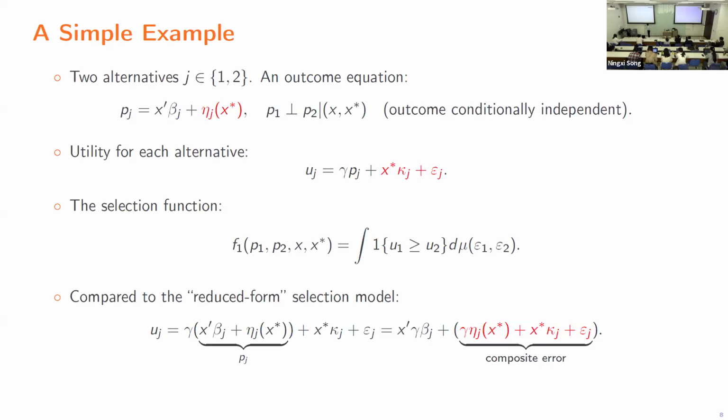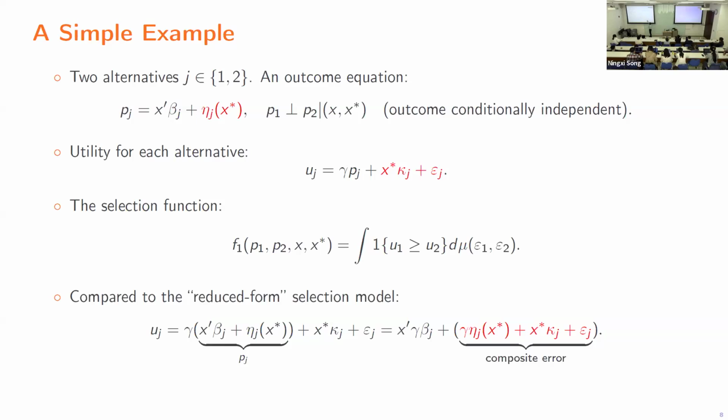And this selection function f_1 is the probability that one gives a higher utility. If we have a micro-founded model such that the consumer always chooses the one with the highest utility, we can compare this with a more reduced-form selection model. I can just plug the price into the price term in the utility. So I plug in the price, and I can open the bracket. You can see that this is the composite error. You are very familiar with it in the econometrics literature.